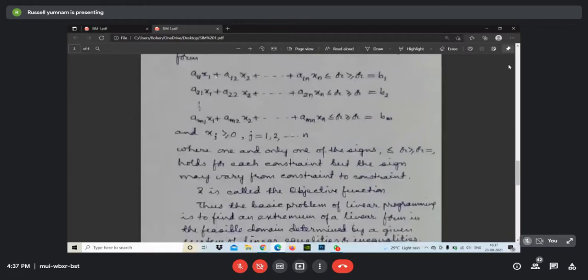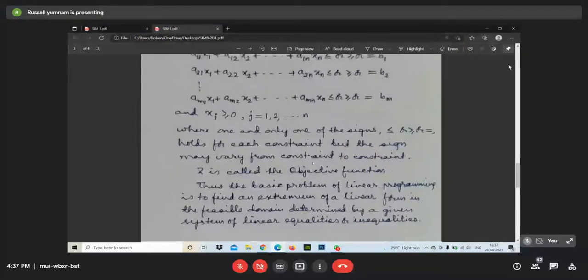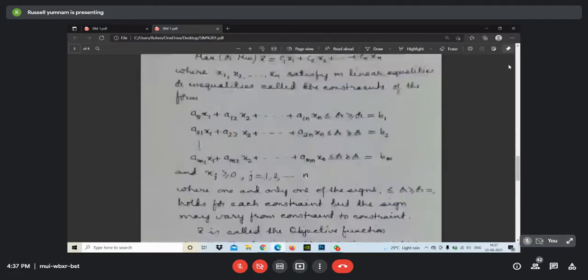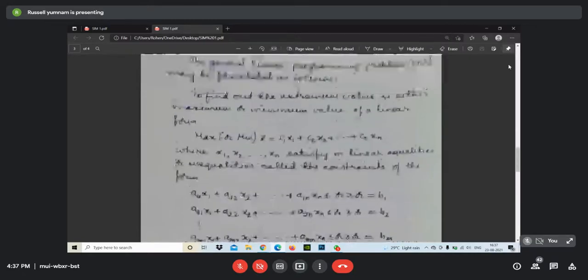And these are the constraints, where one and only one of the signs less than or equal to, greater than or equal to, or equal to holds for each constraint, but the sign may vary from constraint to constraint. And z is called the objective function. Thus the basic problem of linear programming is to find an extremum of a linear form in the feasible domain determined by a given system of linear equalities or inequalities. Now, this is the general linear programming problem.